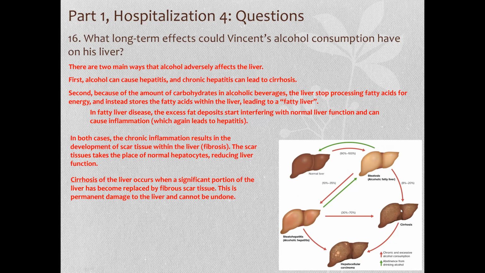So cirrhosis of the liver occurs when a significant portion of the liver has become replaced by fibrous scar tissue. At this stage, it is permanent damage to the liver and cannot be undone. So the green arrows in this image show the two stages at which you can reverse some of the damage by stopping your alcohol consumption. But once you've passed one of these red arrow points, then there's no going back. Cirrhosis will also increase your chances of getting liver cancer, which is called a hepatocellular carcinoma.